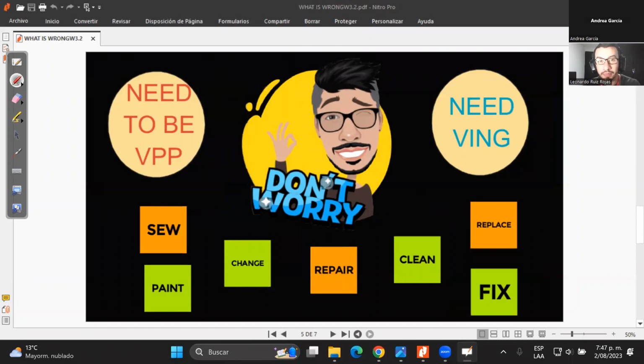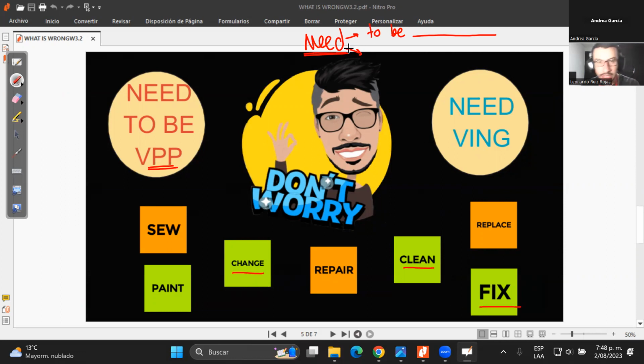Need, which of course is the verb necesitar, right? And it's going to have two possibilities. Needs or need to be, necesita ser, and then the verb in past participle. For example, it needs to be replaced, it needs to be cleaned, it needs to be fixed, it needs to be changed, right?